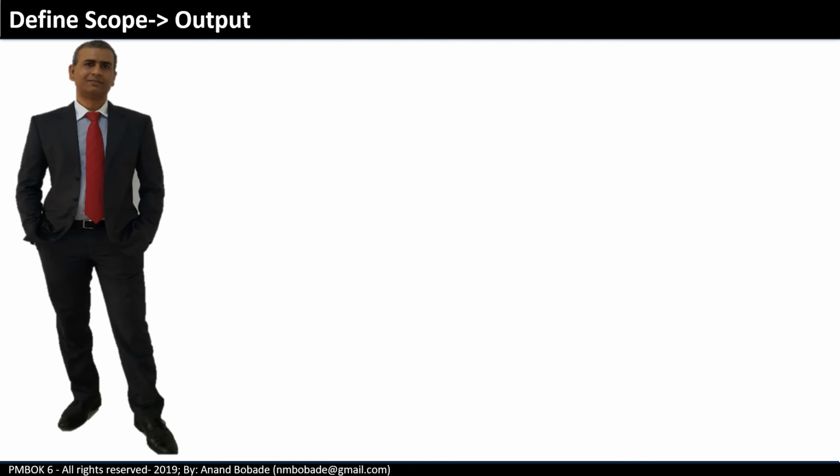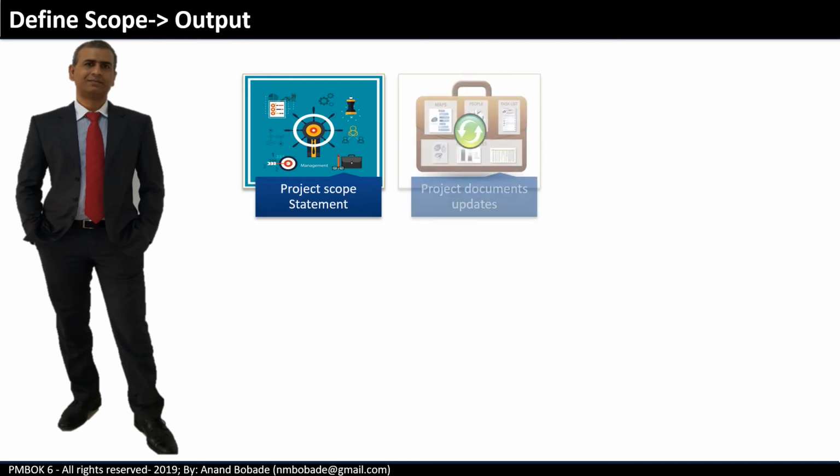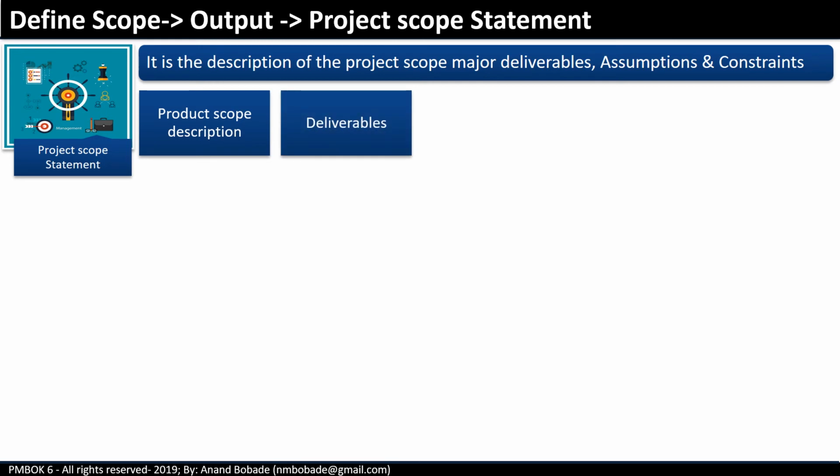The outputs of the define scope process are project scope statement and project document updates. Project scope statement. It is the description of project scope, major deliverables, assumptions, and constraints. Product scope description is a narrative description of characteristics of a product, service, or result of the project. Deliverables are the building blocks of the project. When each deliverable is completed, they create the final deliverable.